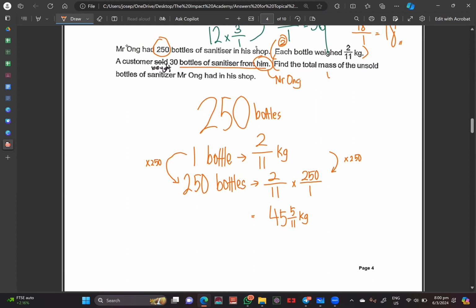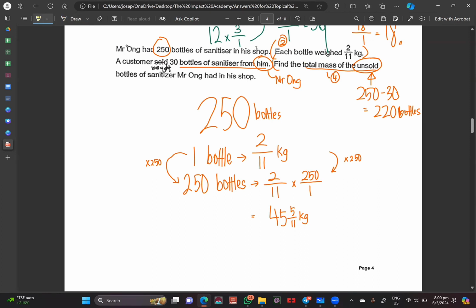So the question says, find the total mass of the unsold. How many did I not sell? 250. I sold 30 only, right? So how many did I not sell? 220 bottles. Make sense? Do they want 220 bottles? Did they say the total number of unsold bottles? No. They say the total mass.